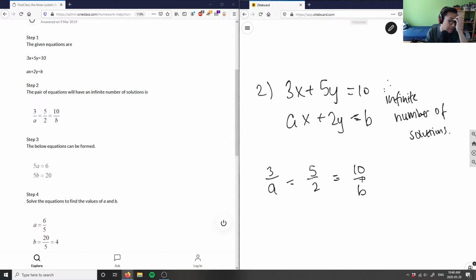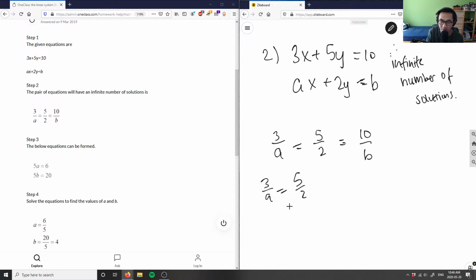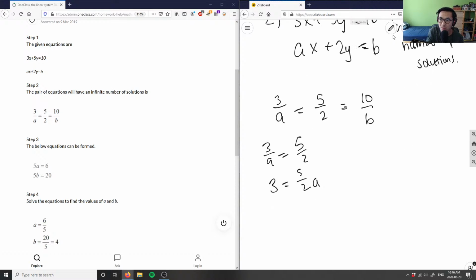And what we can do now is create some type of equation here. So I'm going to use these first two guys here. So I have 3 over a equals 5 over 2. And if I wanted to isolate for a here, I'm going to multiply a by both sides here. So a is going to equal 3 times 2 over 5 here. So a is going to equal 3 times 2 is 6. It's going to be 6 over 5. So a here is equal to 6 over 5.